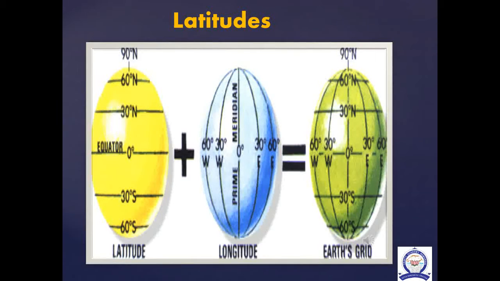First, latitude. The imaginary lines which are drawn horizontally in the east-west direction on the Earth are called the lines or parallels of latitude. The 0-degree line of latitude, which divides the Earth into two halves, is known as the equator.